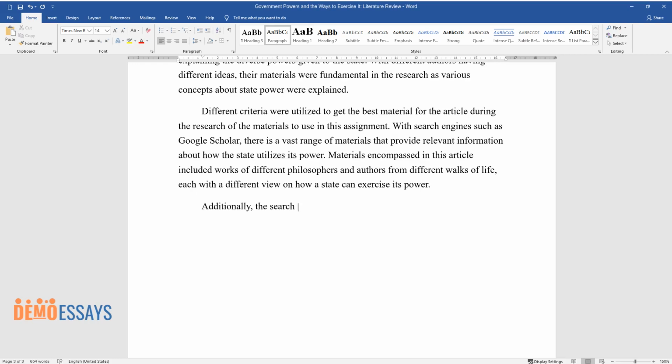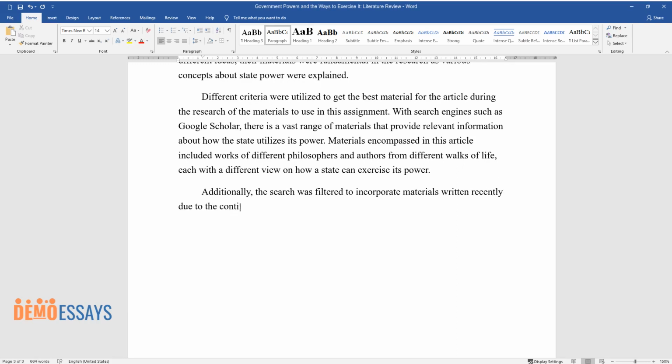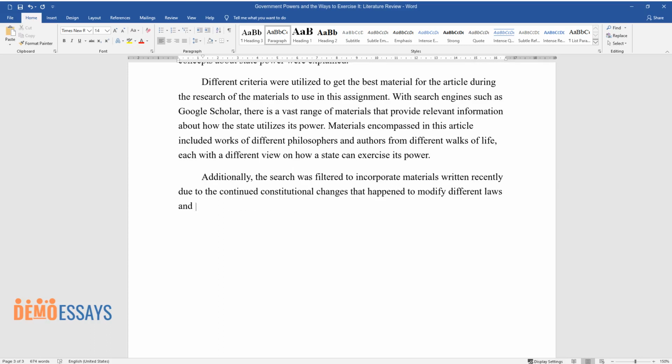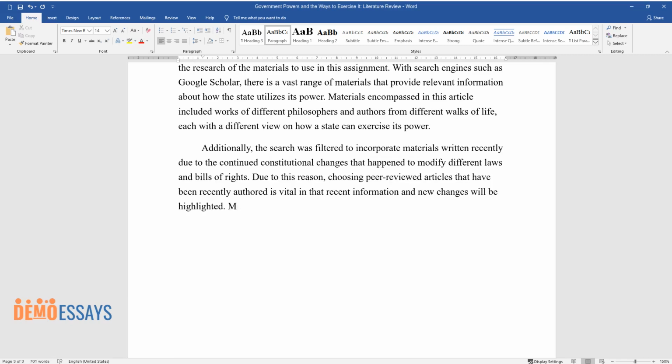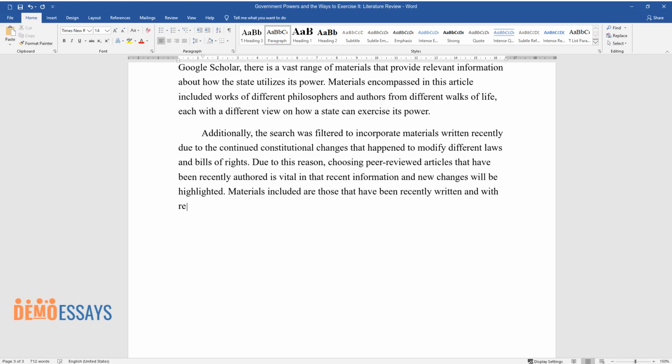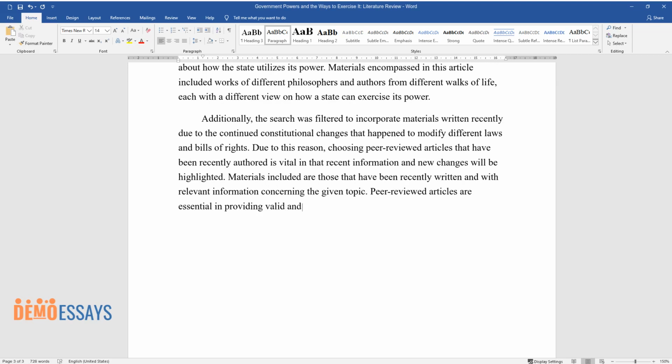Additionally, the search was filtered to incorporate materials written recently due to the continued constitutional changes that happened to modify different laws and bills of rights. Due to this reason, choosing peer-reviewed articles that have been recently authored is vital in that recent information and new changes will be highlighted. Materials included are those that have been recently written and with relevant information concerning the given topic. Peer-reviewed articles are essential in providing valid and reliable data.